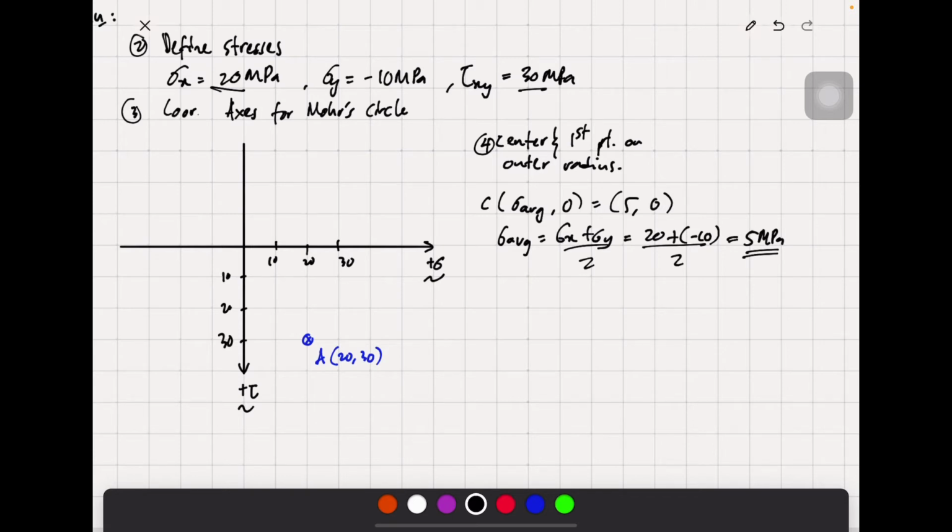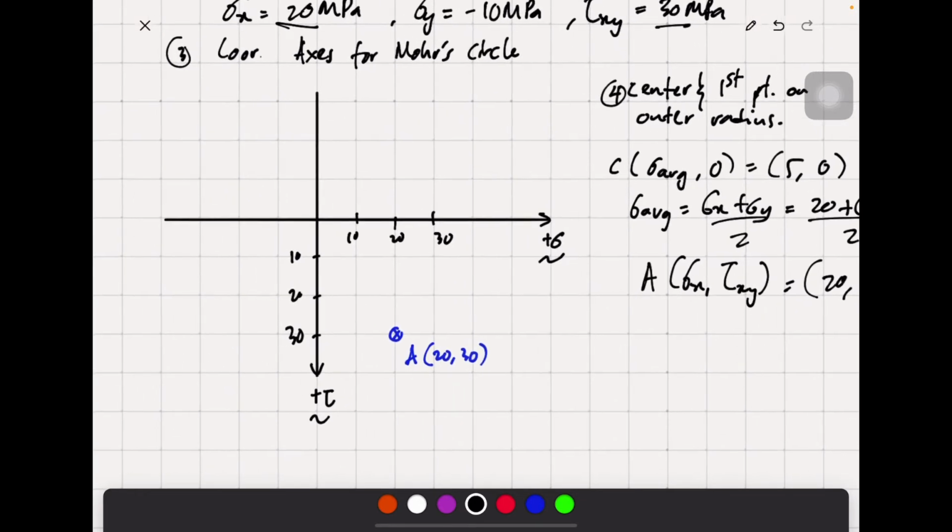Now, it is worth mentioning here, A is sigma x, tau xy, our first coordinate that I've jotted on the Cartesian chart, which is 20, 30. Of course, the unit is megapascal. So we already located our center, which I'm going to put in here in red. This is our center, which has the coordinate 5, 0.